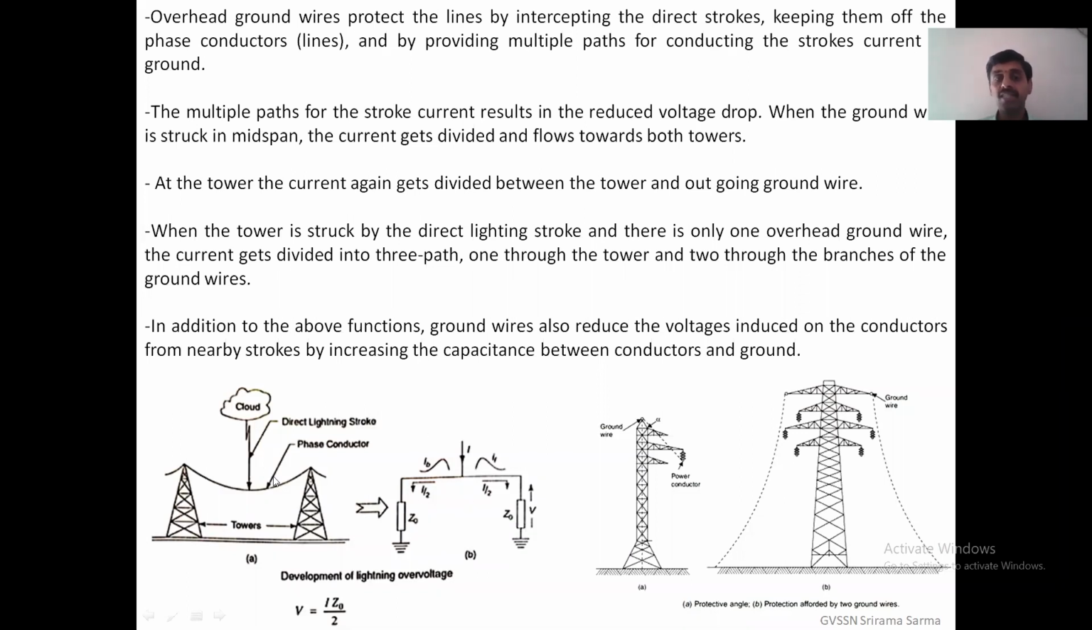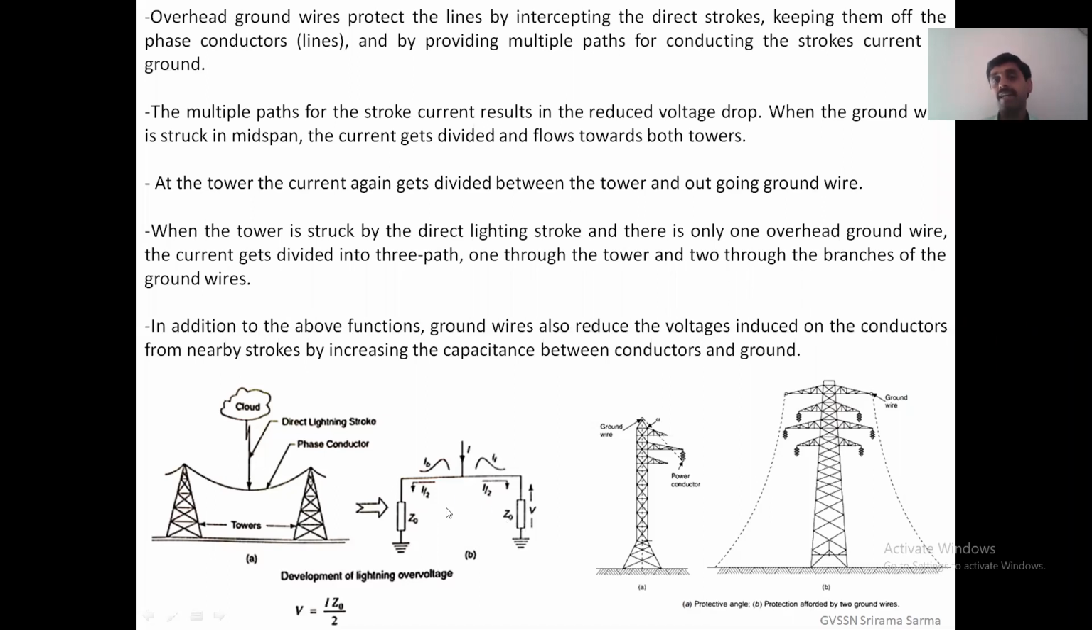When the ground wire is struck at the mid-span, because lightning can strike either here or somewhere else, what happens? The current gets divided and flows towards the towers like this. At the tower, the current again gets divided between the tower and the outgoing ground wire. So this current is divided.